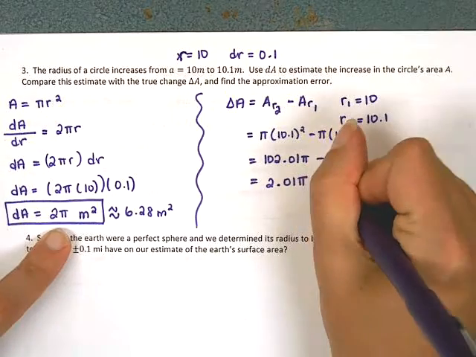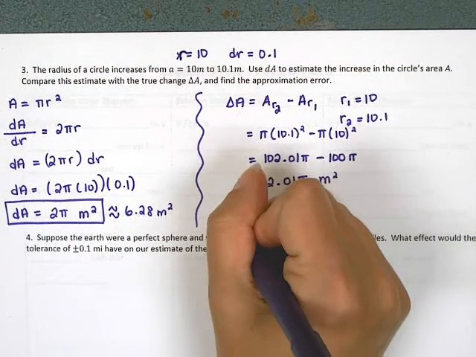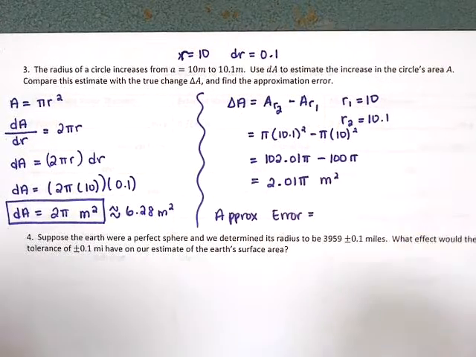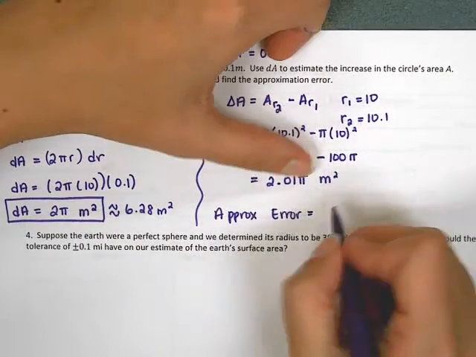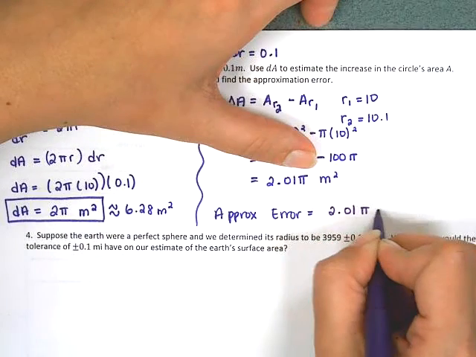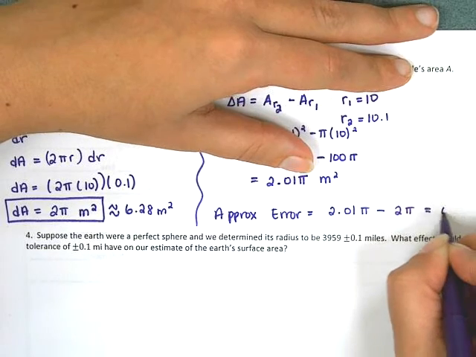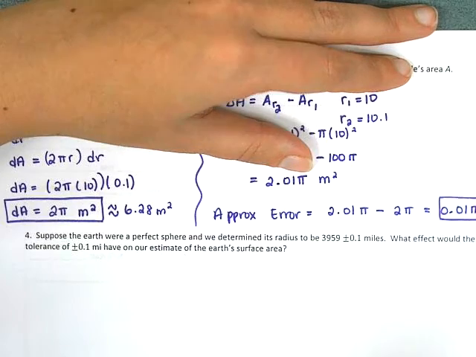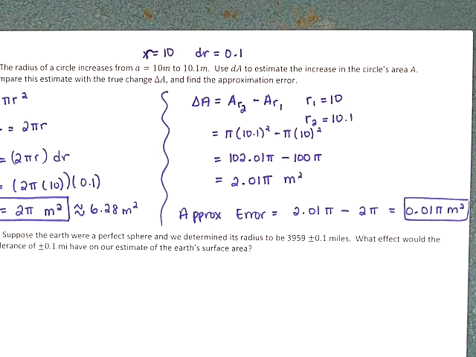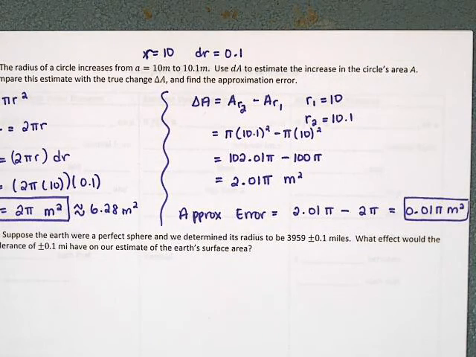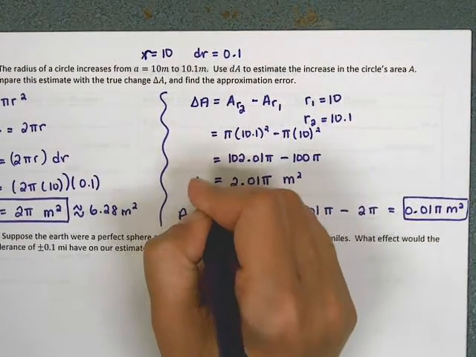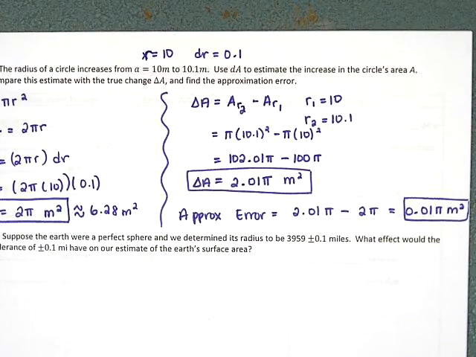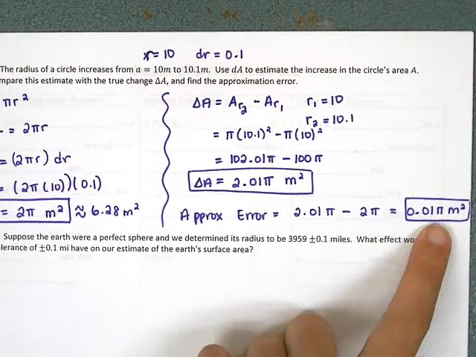Those are pretty accurate. So my approximation error would just be, how far off am I? Well, my actual number was 2.01 pi minus 2 pi would be 0.01 pi meters squared. So how accurate was I? Pretty good. 0.01 pi would be a pretty small number. So there are 3 parts to this answer. Did you find dA? Did you find delta A? Did you find the approximation error?